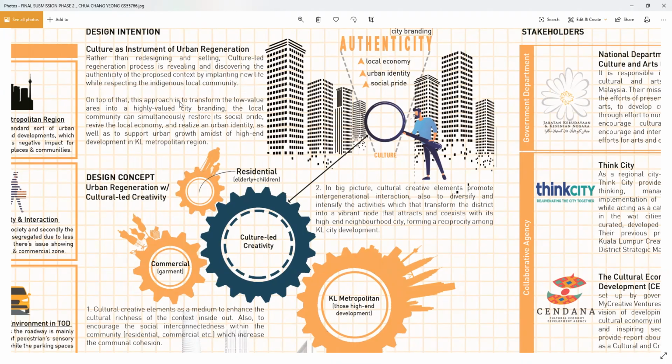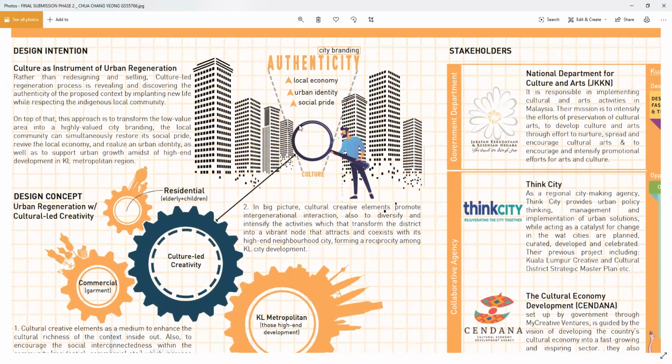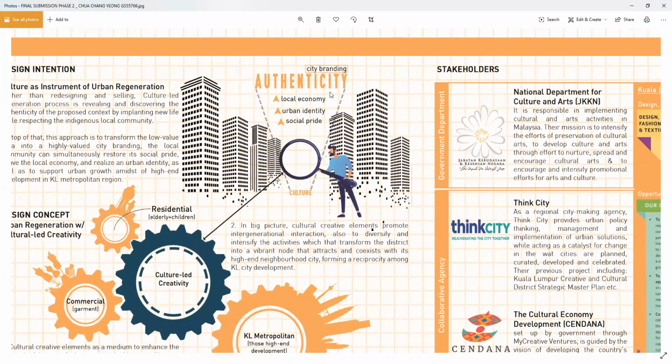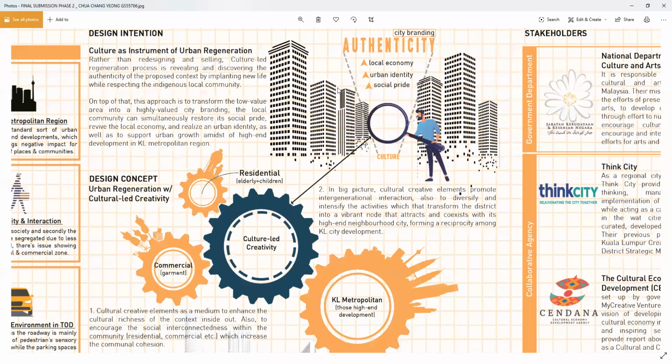Besides that, this approach is to transform the low-value area into a high-value city branding, and then the local community can simultaneously restore its social pride, revive the local economy, and realize the urban identity, as well as support urban growth amidst the high-end development in the KL metropolitan region. So I could have some things that can help me to catalyze the culture to show its authenticity in terms of local economics, urban identity, and social pride.